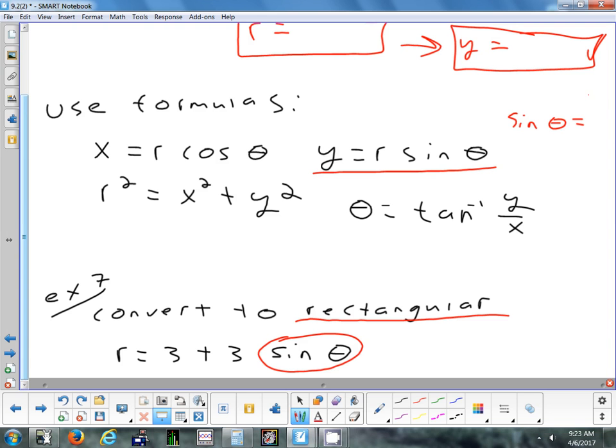Y over r. Just rearranging the equation I underlined in red. Any questions why sine is y over r? To get sine by itself in this equation, you just divide each side by r. Now plug that in right there, and that's going to get rid of the sine. We're converting sine to y over r.